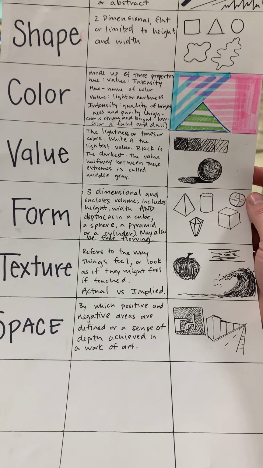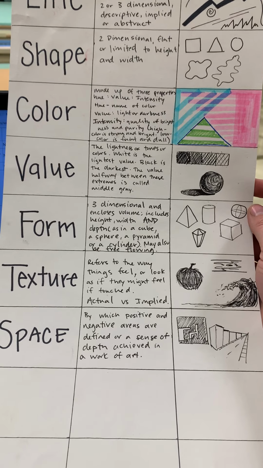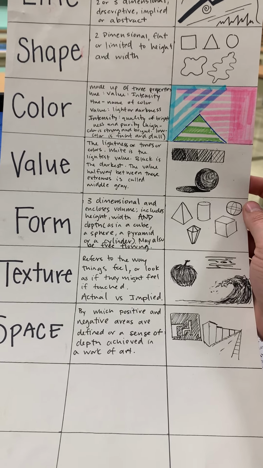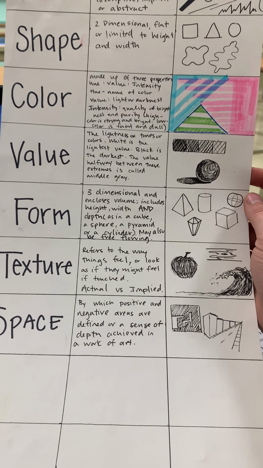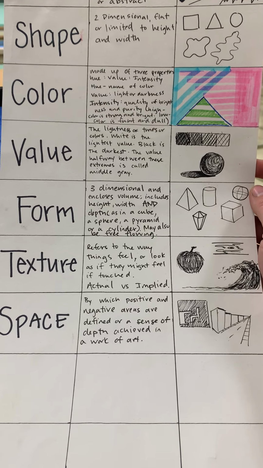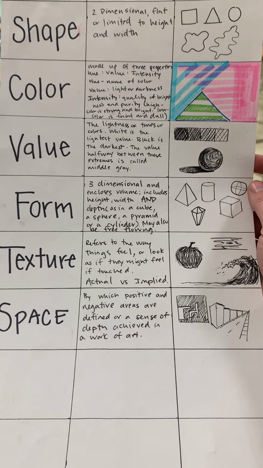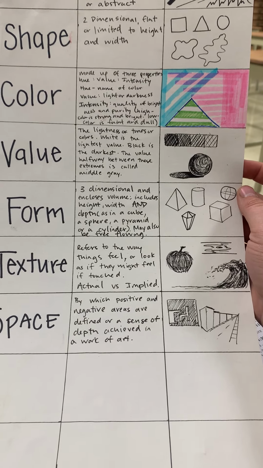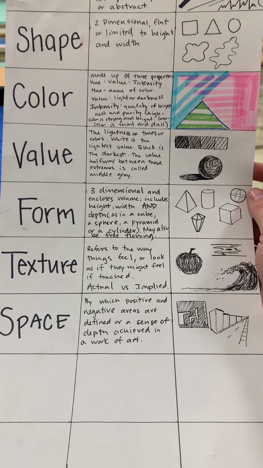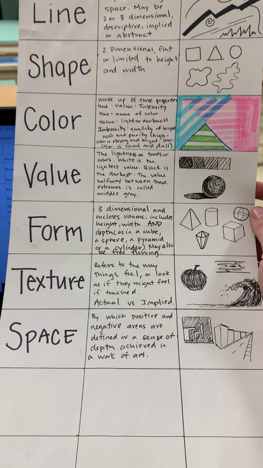Texture refers to the way things feel, and there's 2 types. There's actual texture, so an object with physical texture that you can touch, and implied texture, which is texture that you draw to make it look like it has texture. So my examples were a piece of wood, a wave, and a furry apple, because that, everyone wants to eat that. And then the last one is space.